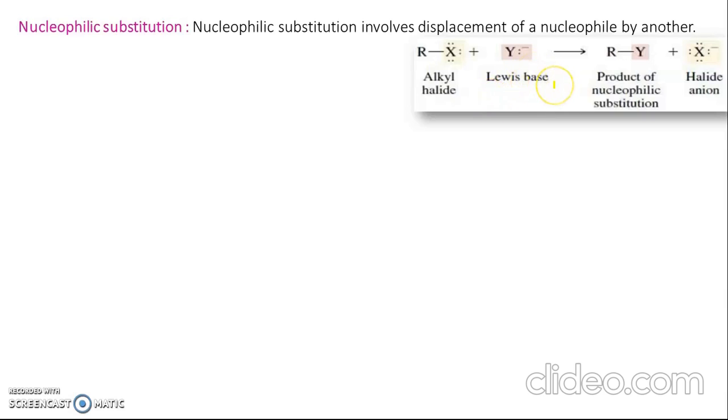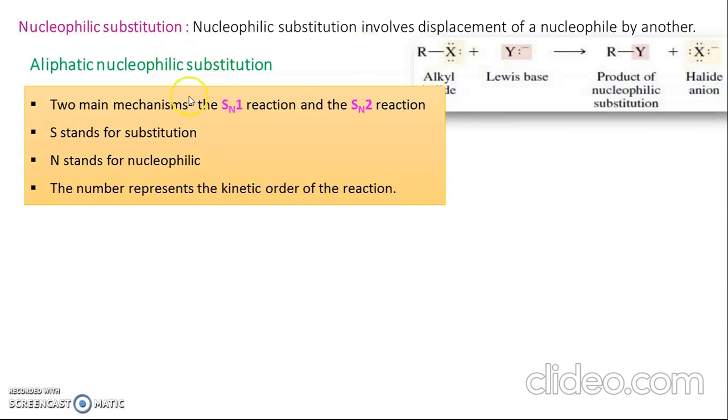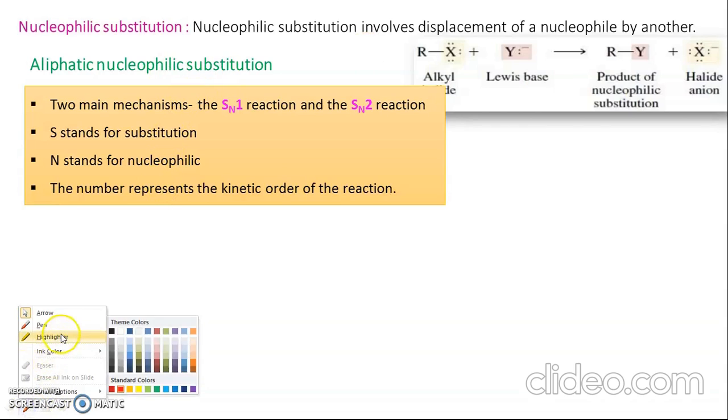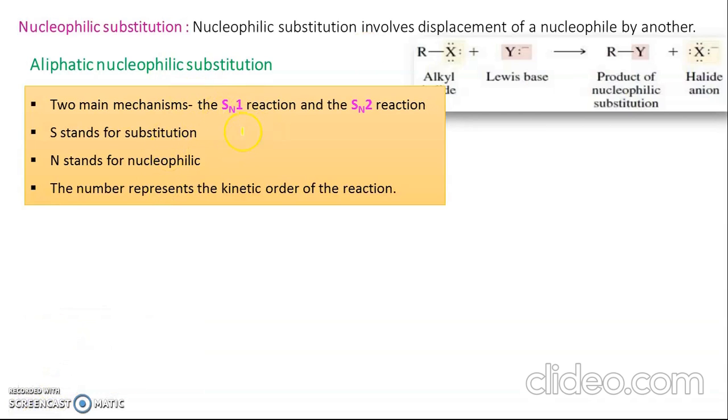Here it is written Lewis base, though you can also call it nucleophile. Lewis base also can be called because there is some electron density over Y. Now in aliphatic substitution reaction, there are two main mechanisms. The first one is SN1 and the second one is SN2. Here S stands for substitution in both cases, N stands for nucleophilic, and 1 and 2, this number represents the kinetic order of the reaction.